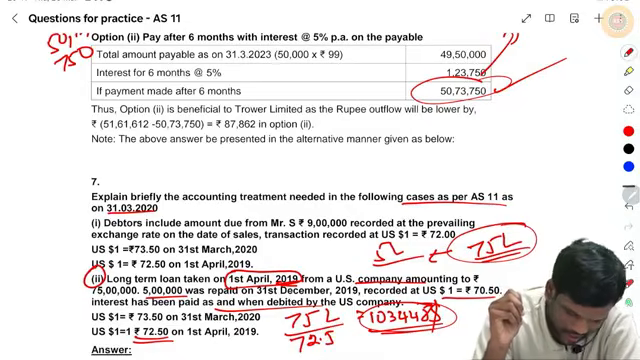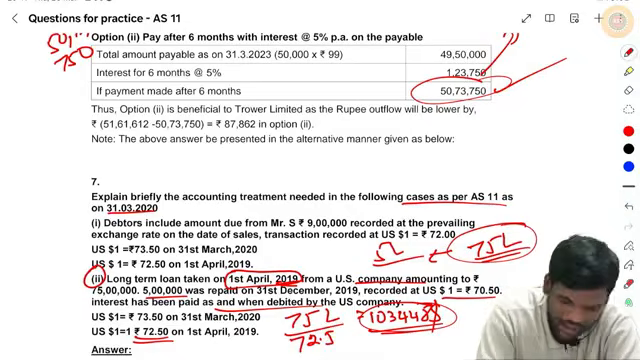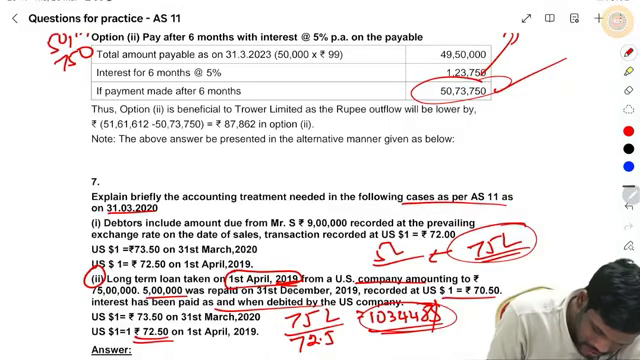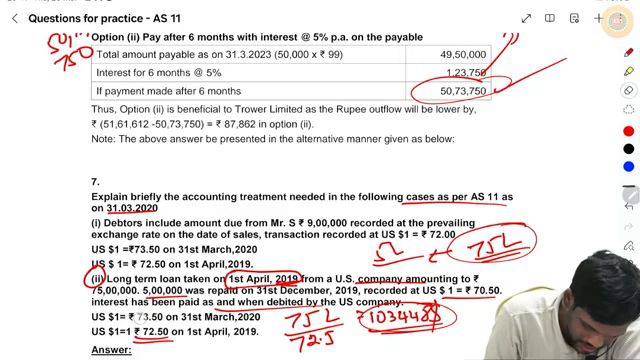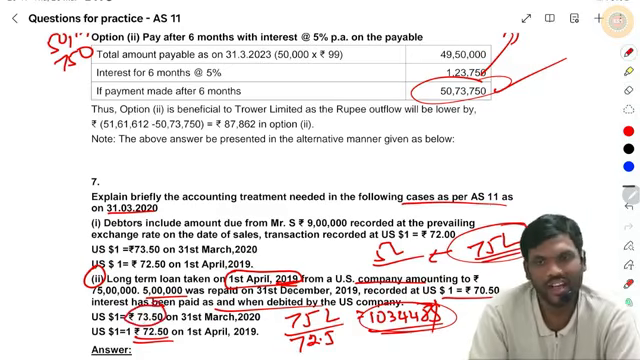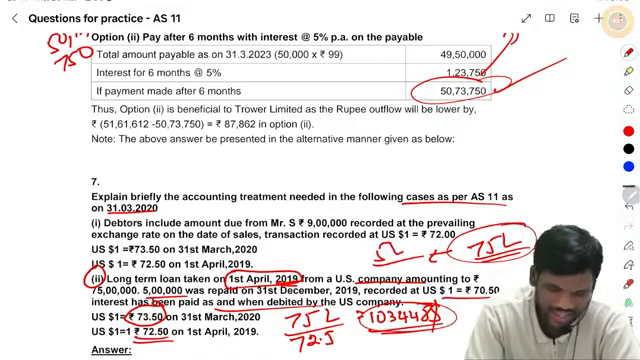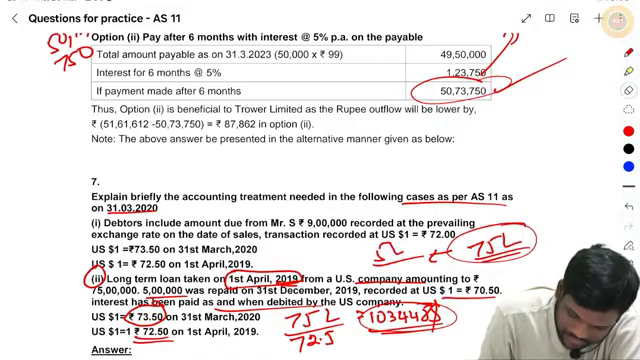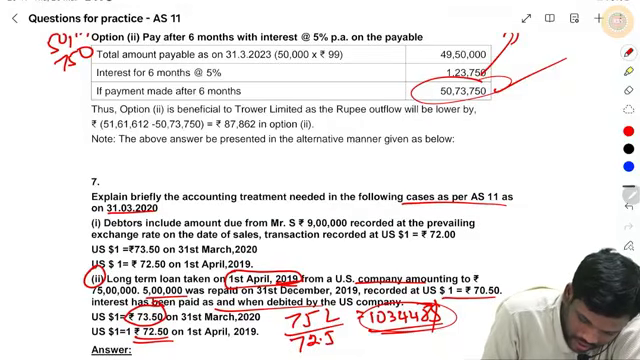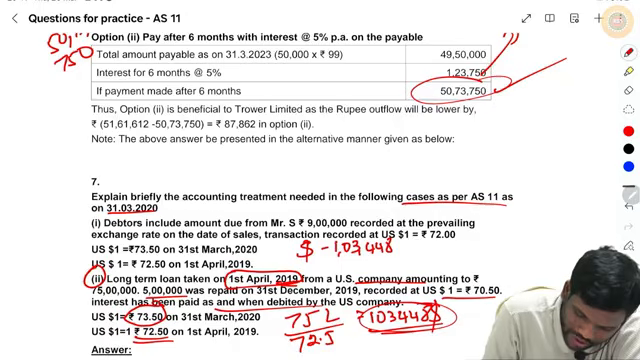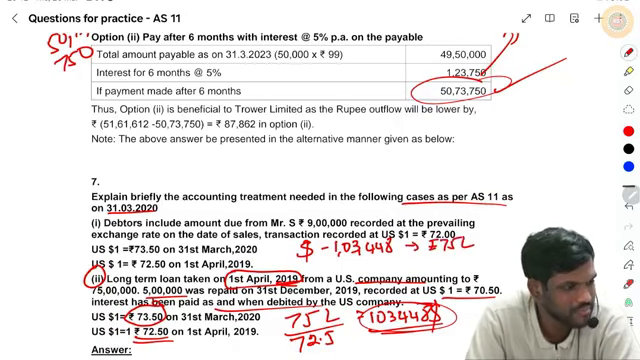Okay. Now on balance sheet date, the exchange rate became 73.5. Now let us see how to solve this question. It's quite an interesting question. Initially in dollars, the amount was 1,03,448 and in INR it became 75 lakhs.